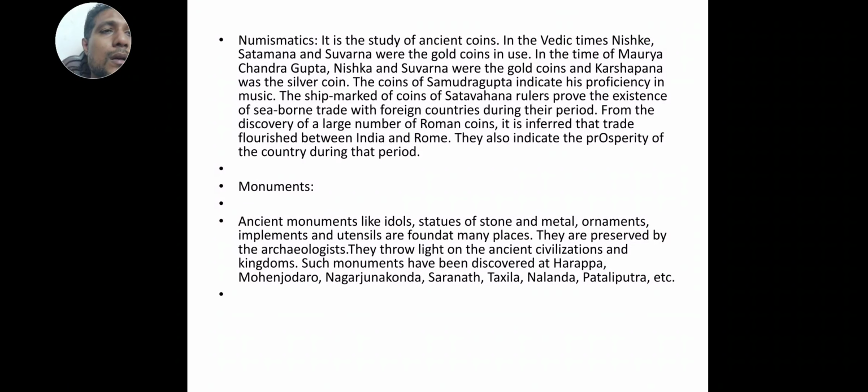The ship-marked coins of Satavahana rulers prove the existence of seaborne trade with foreign countries during this period. From the discovery of a large number of Roman coins, it is inferred that trade flourished between India and Rome. They also indicate the prosperity of the country during that period.